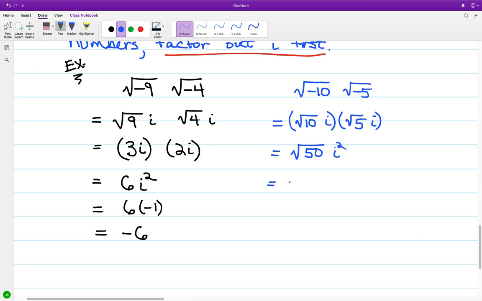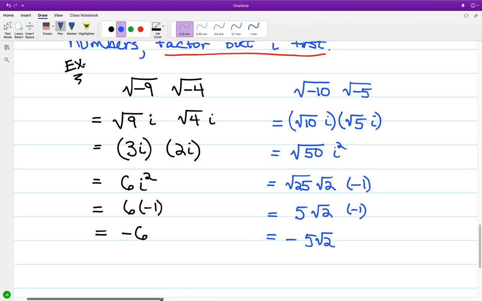The square root of 50. 50 is not a perfect square, but this can be reduced. i squared goes to -1. And the square root of 25 is 5, times the square root of 2. Then we have times -1. And so multiplying everything together, we end up with the output: the negative of 5 times the square root of 2.